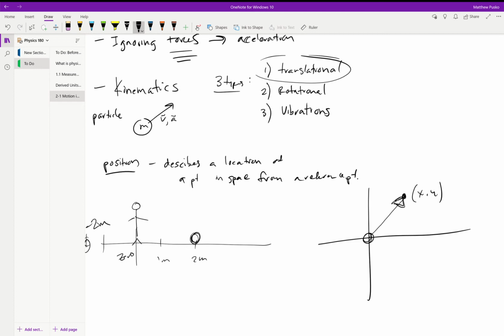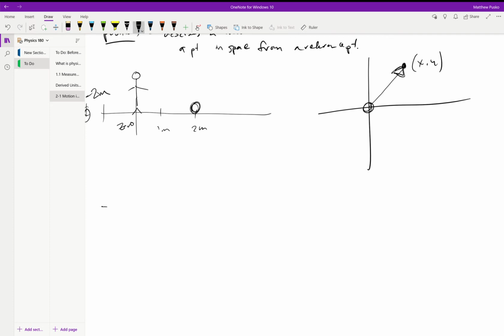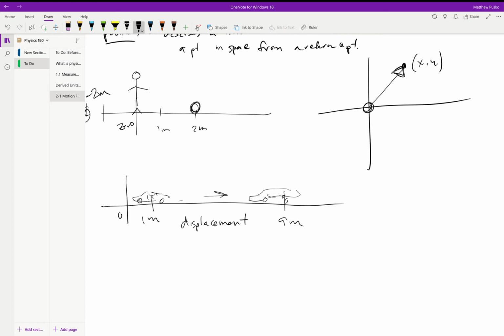If this was a vehicle, let's keep it on a number line where this is 0. And here's my sweet vehicle. If it moves out to some other point, then that vehicle is going to undergo a displacement. It has two positions now. Let's say this one started at 1 meter and this ends up over at 9 meters. And it traveled in this direction.